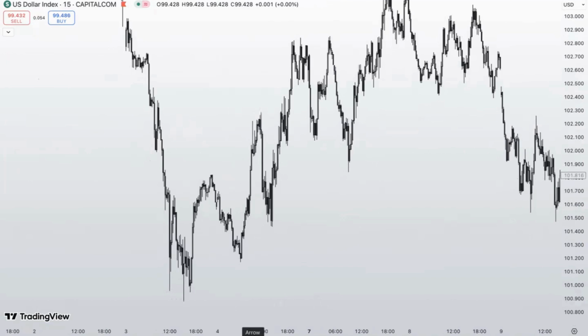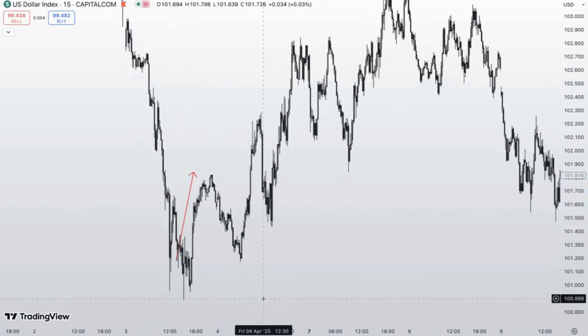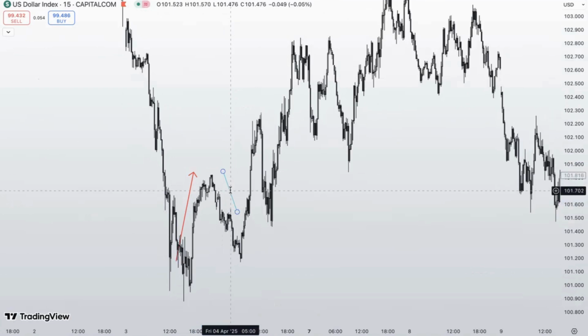So the market advanced towards the upside. Do you see that? The market advanced towards the upside, and what did the market do? It then corrected. Let's just reduce this. And then it corrected. So that becomes your correction.